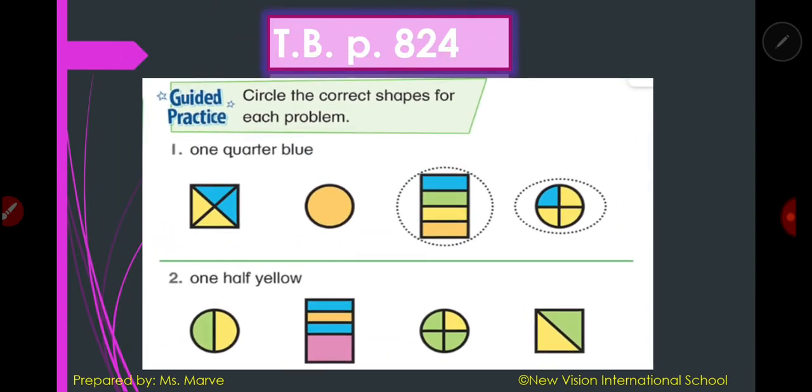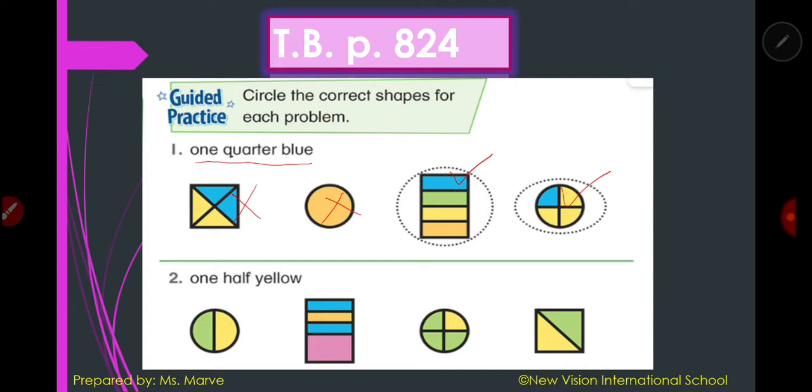Okay, in here we are going to circle the correct shapes for each problem. Now, we will find 1/4 blue, 1/4 blue only. It means you're going to find the shapes that are divided into 4 parts but colored only with 1 blue. Okay, so which of these shapes? This is wrong, this is wrong, and this is correct, and this is correct.